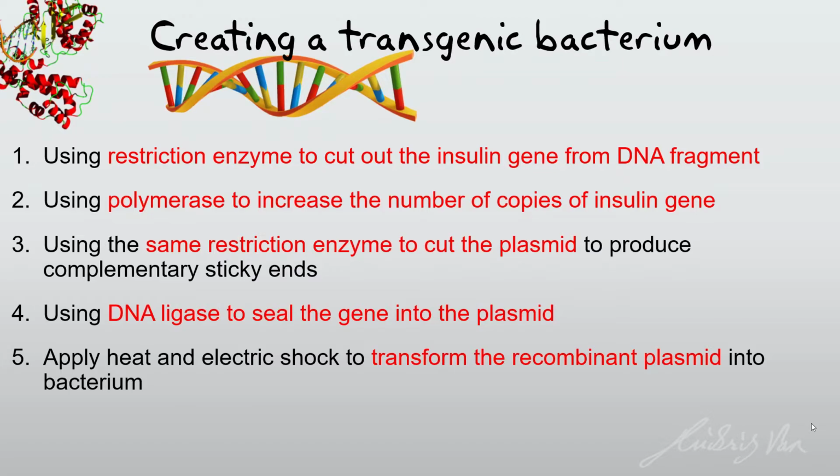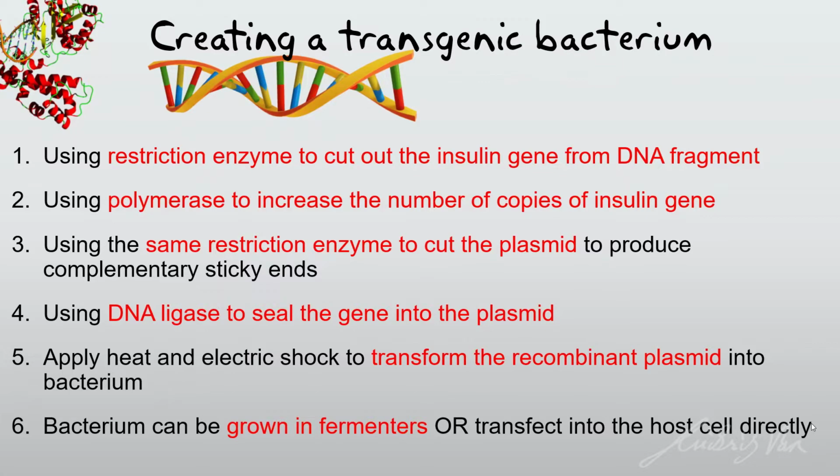What we can do is grow the bacteria in a fermenter. Fermenters are places that have the optimum conditions for the growth of bacteria. That means bacteria will grow or multiply very quickly. So more bacteria will produce more insulin. So we will get a high concentration of insulin in the end.